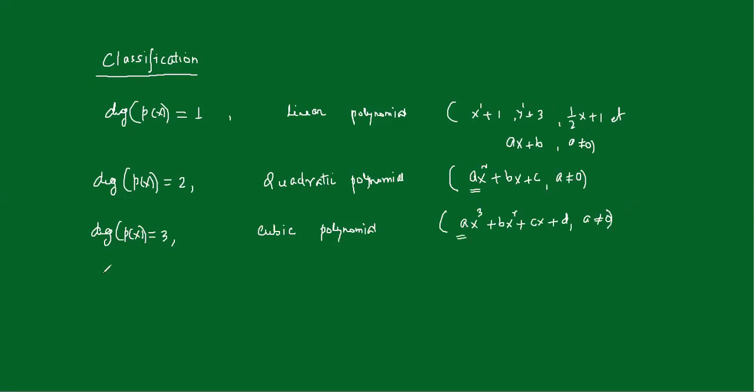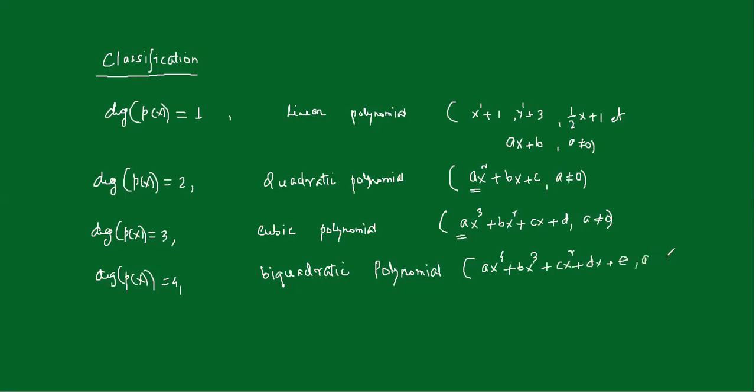Okay, fine. Then if the degree of p(x) is equal to 4, we call it a biquadratic polynomial. Biquadratic polynomial. Why biquadratic? It means degree 4. All the lesser degrees will be here. So likewise, here also a will not be equal to 0.